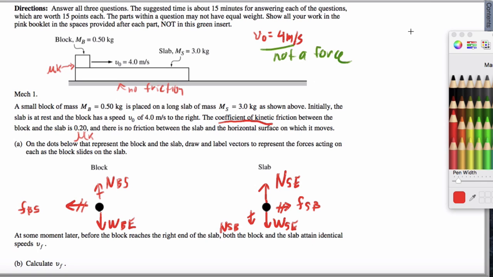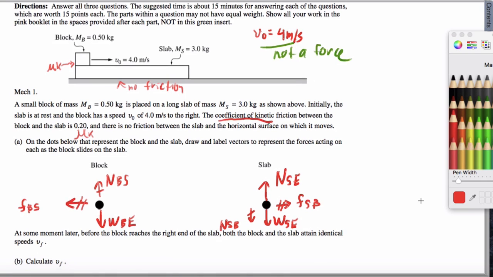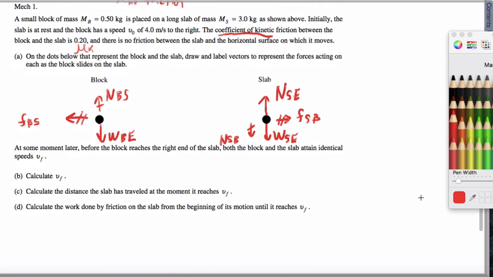Awesome. So now we're going to solve a couple of things just to keep this going. We want to calculate v final, so we'll go ahead and do that now. What do they even mean? We read and we realize that there is a point where the block and the slab actually reach the same speed, and we're going to figure out what that final speed is.